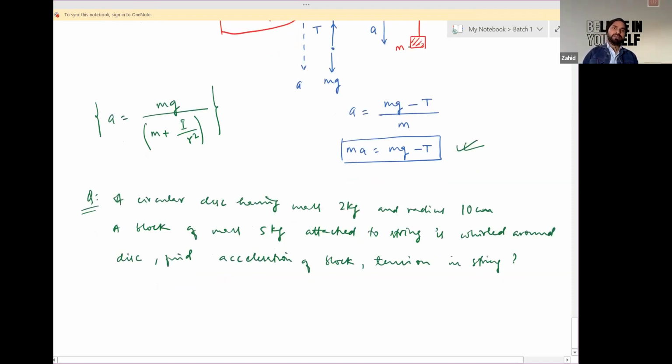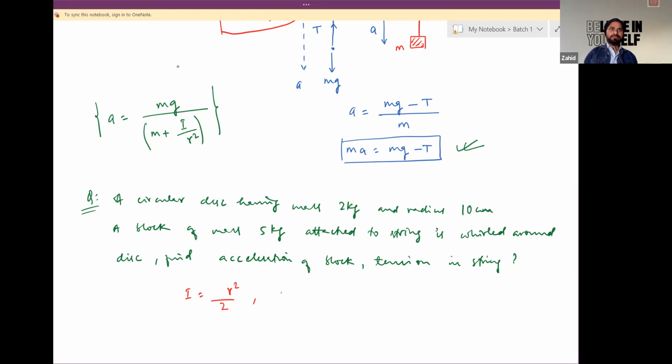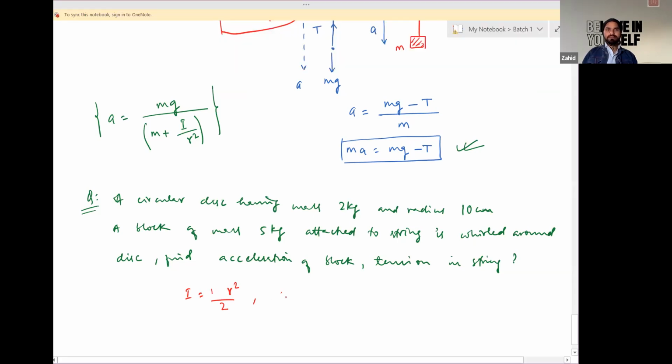Moment of inertia of a circular disk is mr squared by 2. Mass is given. This mass of the disk is capital M, or let's say small m. The mass of the block is 2 kg. You may write it as M1, M2, according to your choice. Capital M is 5 kg. Just use the above formula and try to simplify.